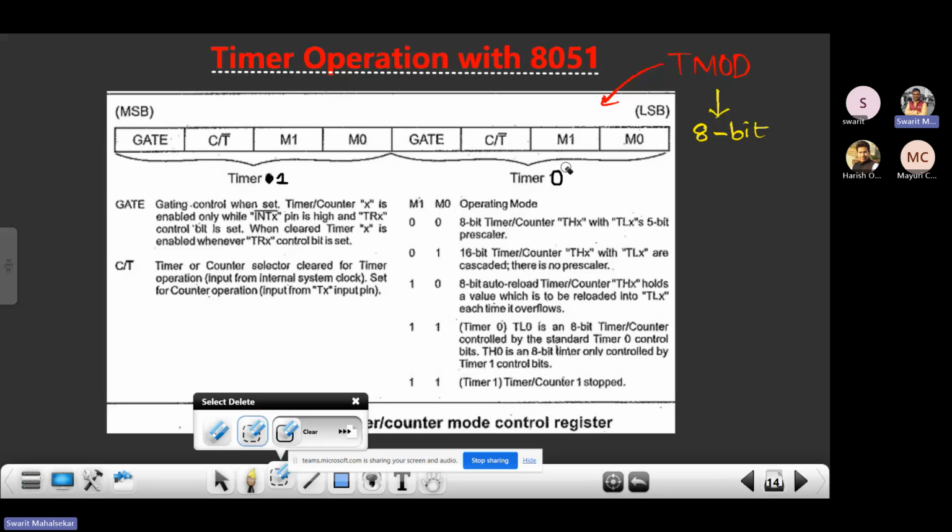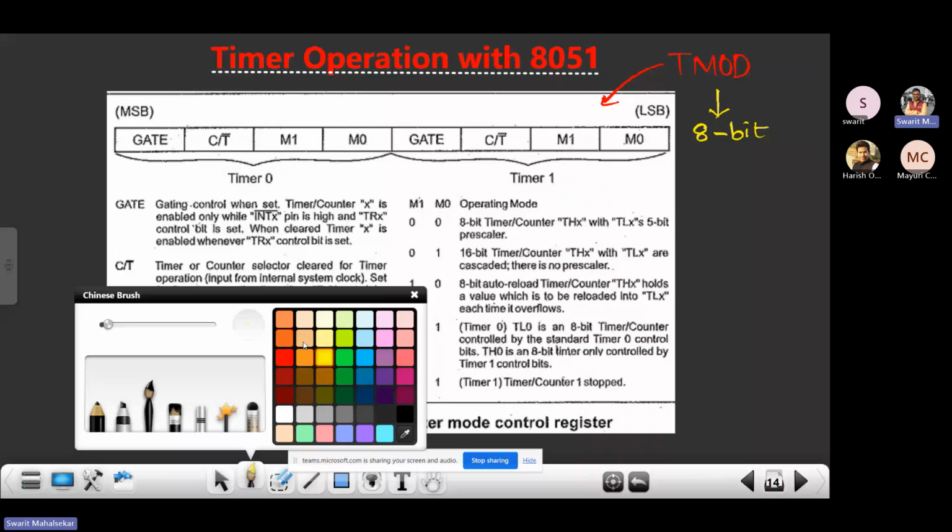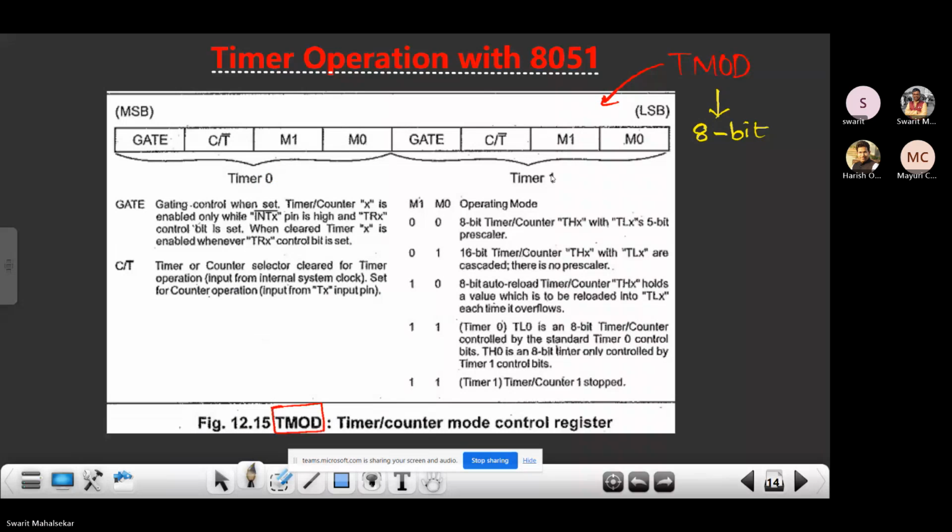Getting my point? Let me erase this and write it properly. This is timer 0 and this is timer 1. Now we will try to understand what exactly a TMOD register is. A TMOD register holds 8 bits, and these bits decide the operation of the timers.